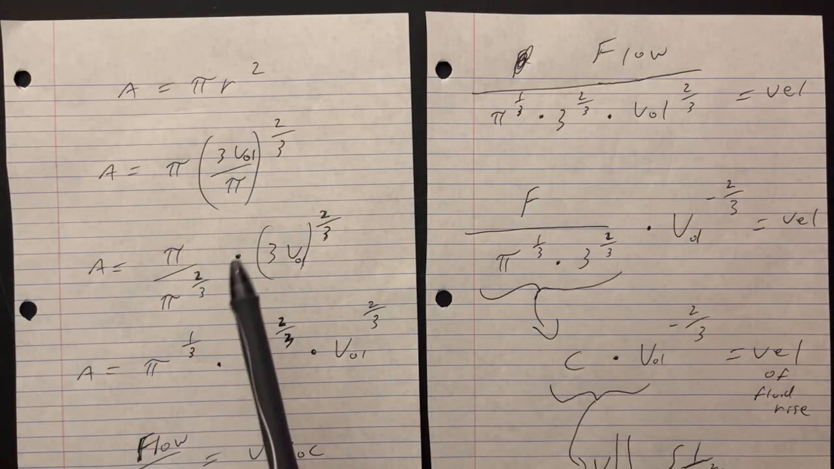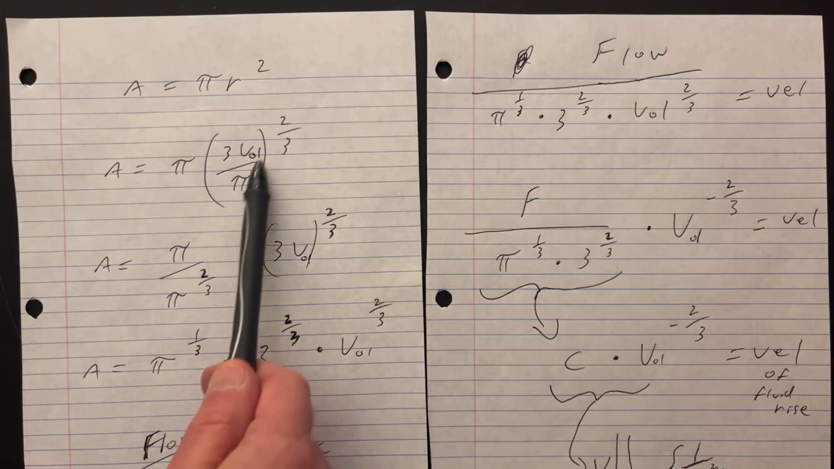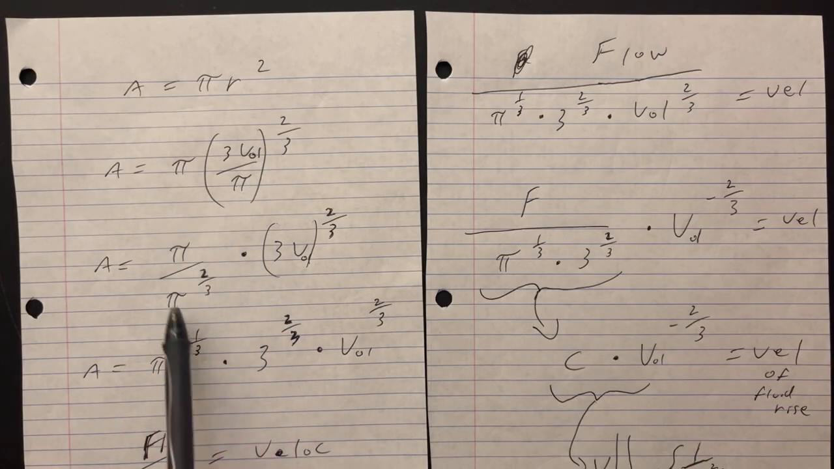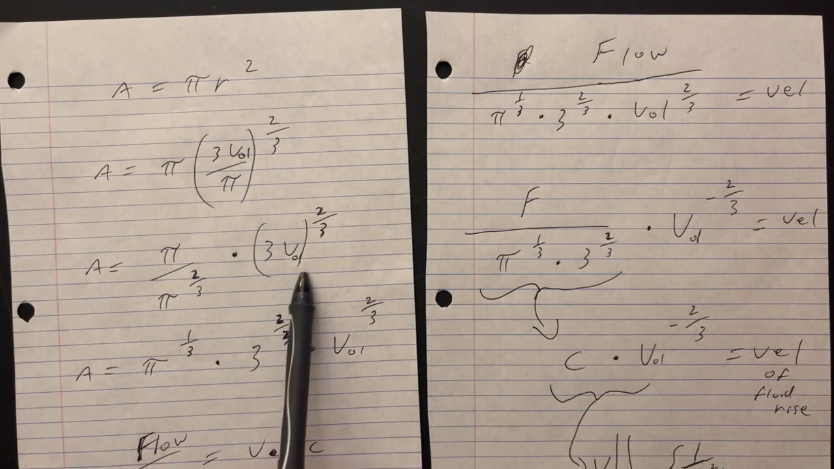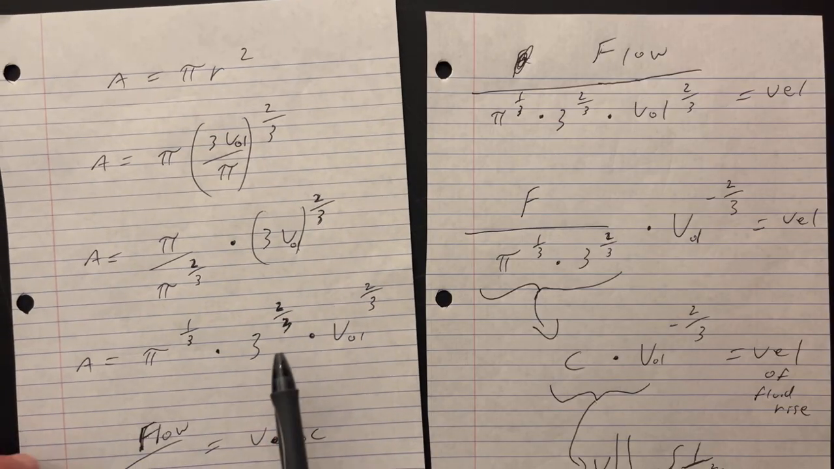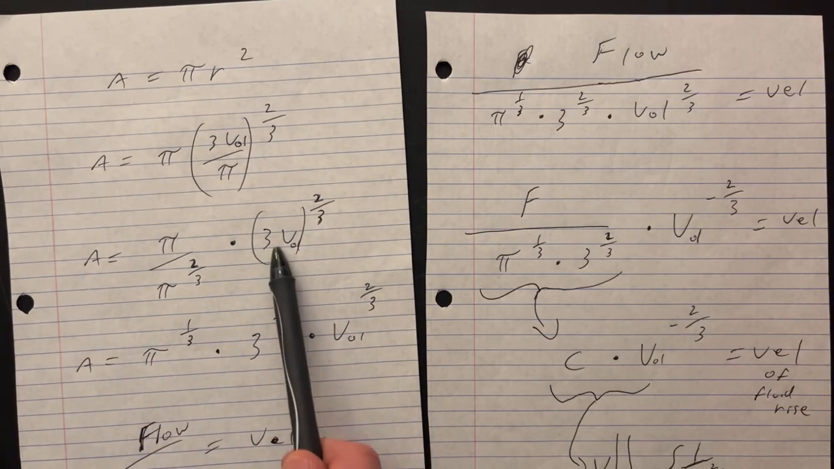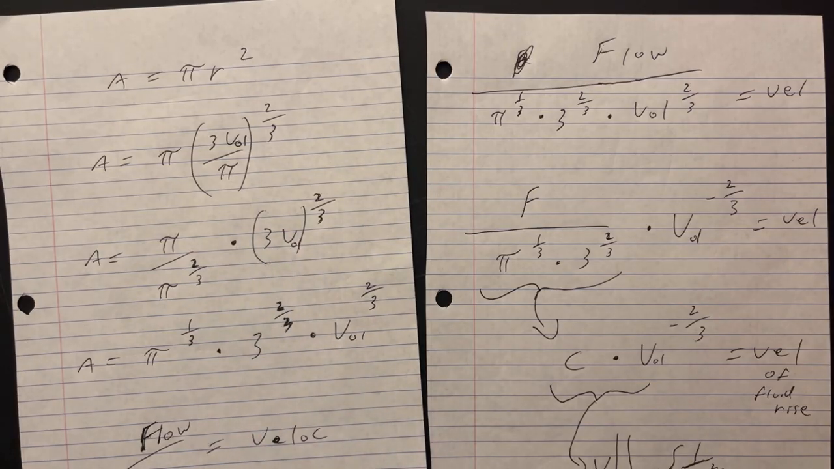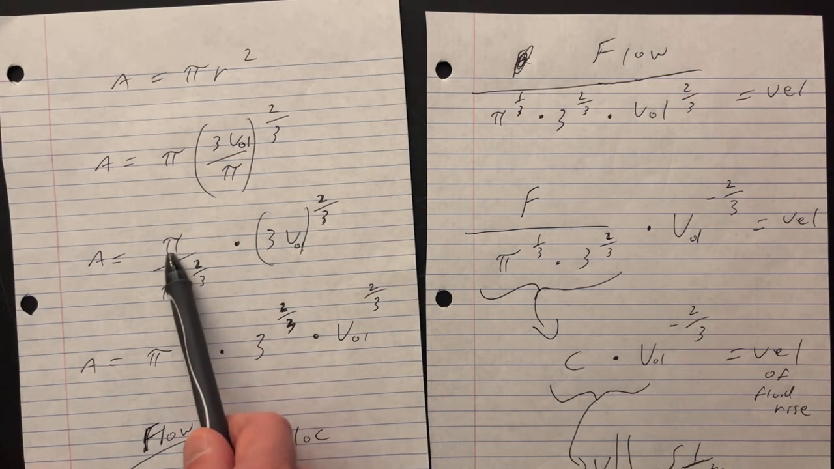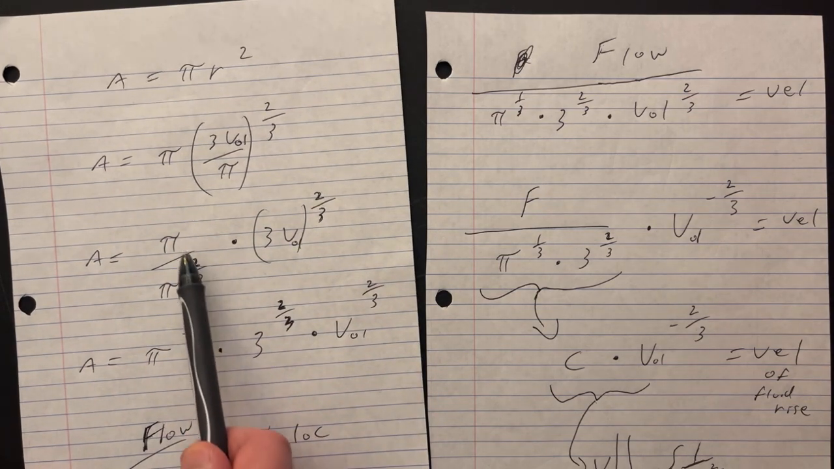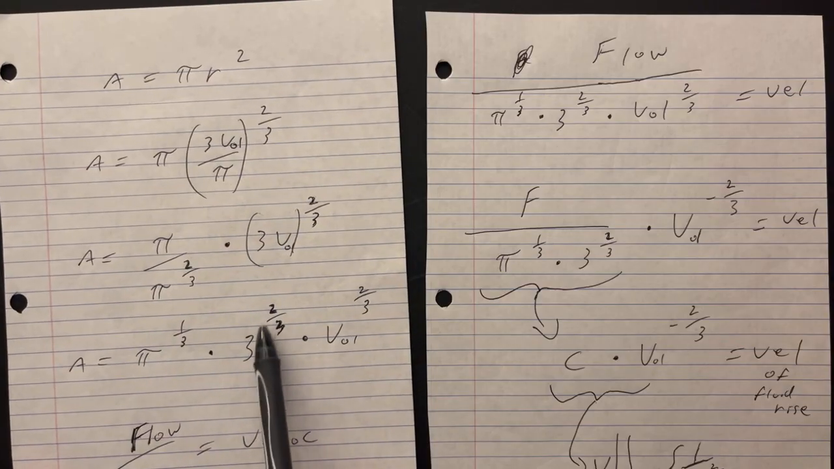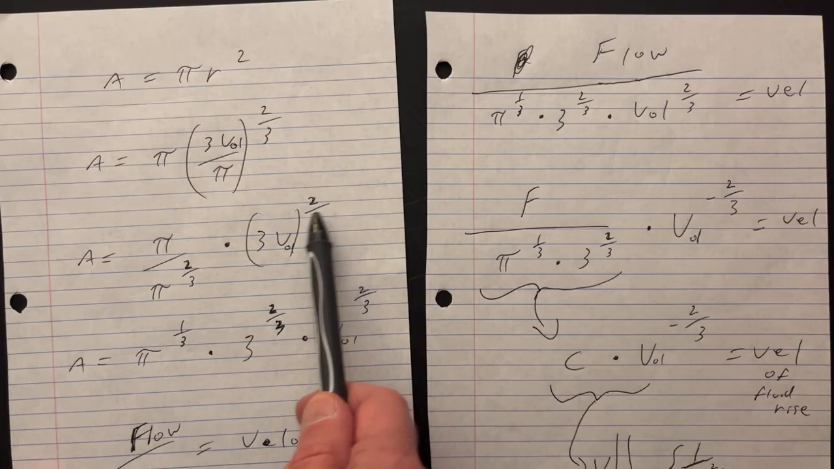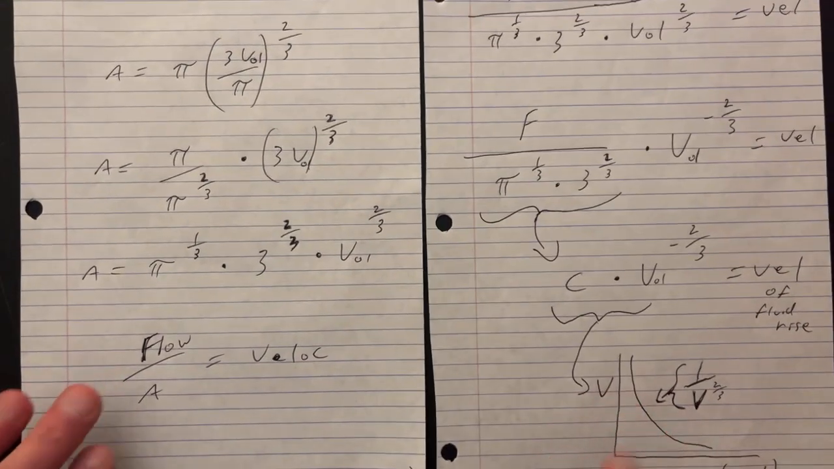What I'm going to do now is some simplification. This pi to the 2/3, pull that out and put it underneath that pi right there. Then I've got 3 times volume to the 2/3 power. By the way, it's a little tricky to remember. On my V's, I have to write VOL for volume and VEL for velocity, so I don't get those confused. Okay, so pi to the 3/3 minus pi to the 2/3, and you'll get pi to the 1/3 times 3 to the 2/3 times volume to the 2/3. I just distributed that exponent through the parentheses there.